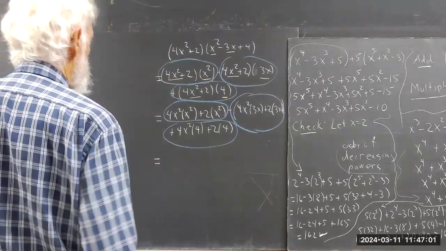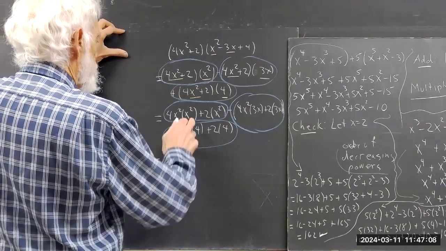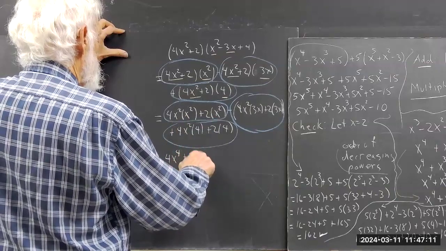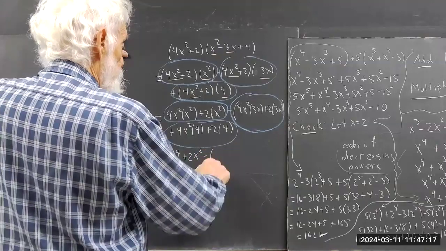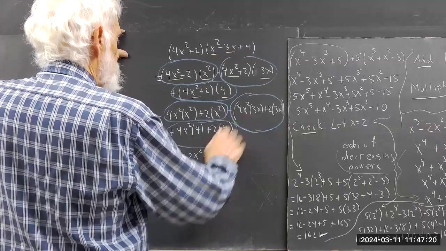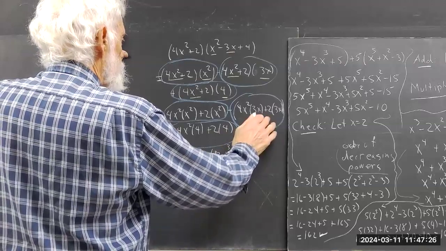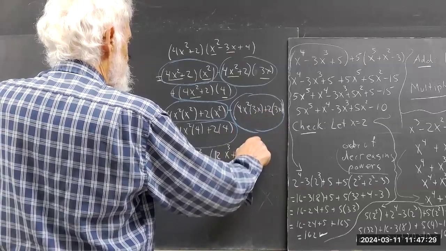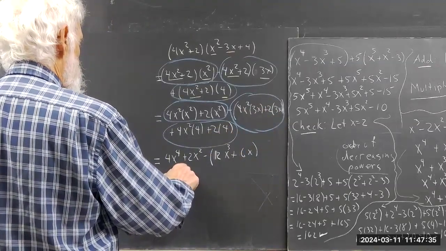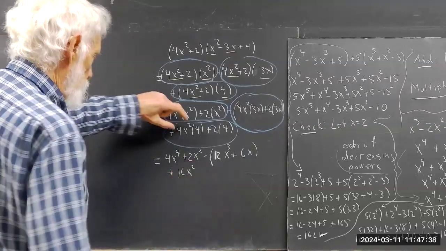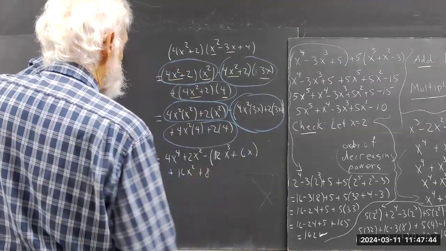Well, now I do my multiplications. 4x squared times x squared is 4x to the fourth. 2 times x squared is 2x squared. And keep the parentheses. 4x squared times 3x: 4 times 3 is 12, x squared times x is x cubed. 2 times 3x: 2 times 3 is 6, just have the x. And then it's 16x squared: 4x squared times 4, you multiply the 4s, and 2 times 4 is 8.